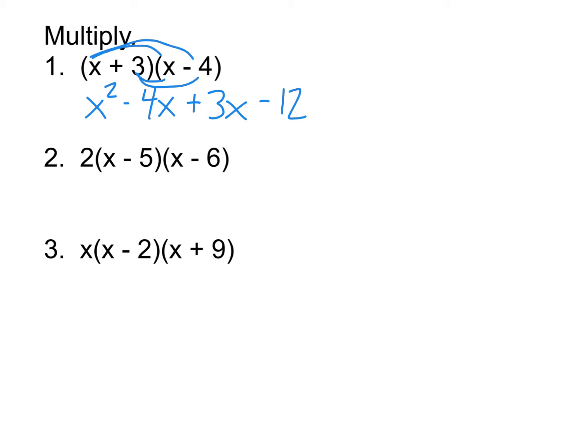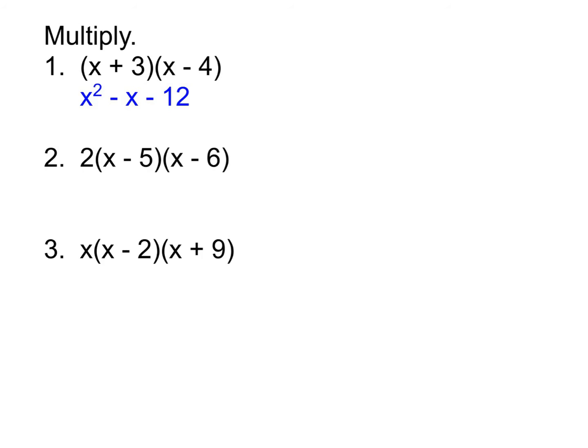Having done that multiplication, then go ahead and combine the like terms. Now, in terms of this particular problem, we have the negative 4x and we have our 3x. So we can go ahead and combine those. So negative 4 plus 3 is negative 1. So it ends up being x squared minus x minus 12.